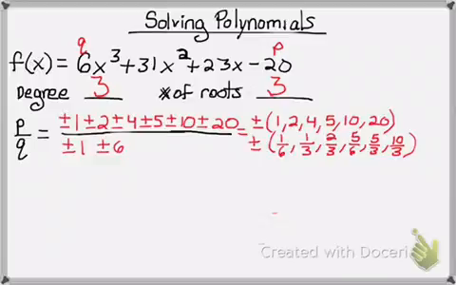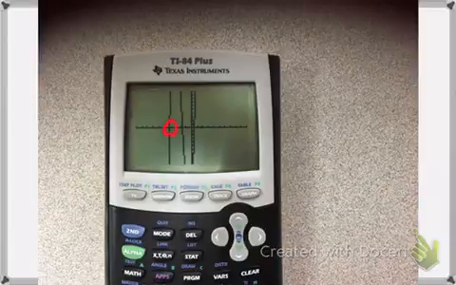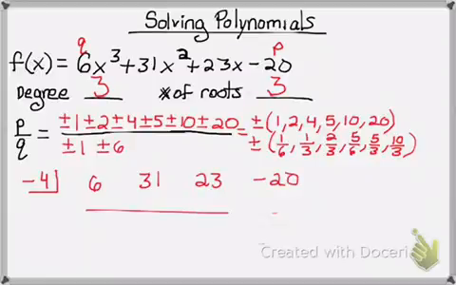All right, now I'm going to type this function in the calculator and graph it, and it looks like so. And I'm going to choose a root. I'm going to choose -4. So that will be the root I will use synthetic division for. I'll go ahead and write all of my coefficients of my polynomial and do synthetic division.